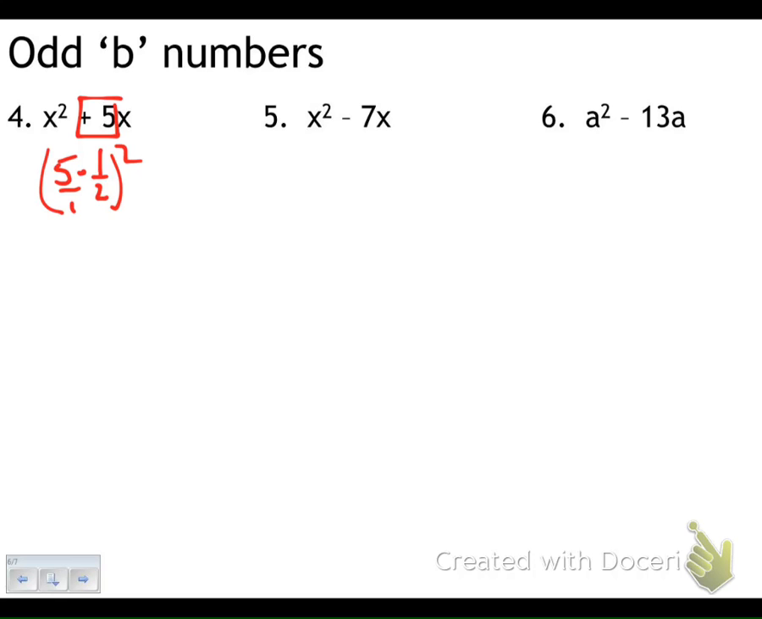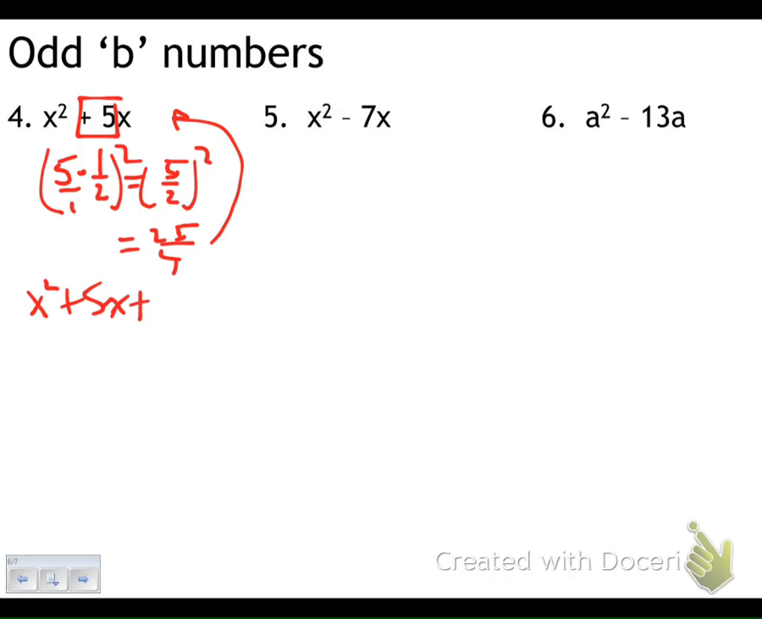Now, the beauty of this is that you don't have any reducing or dividing by 2 actually happening, because 2 cannot go into 5. So you just multiply this across. This is 5 over 2 squared, which is going to be 25 over 4. You multiply the top by itself and the bottom by itself, 5 squared and 2 squared. So that's our c term. That goes right here. So let's rewrite this: x squared plus 5x plus 25 over 4.